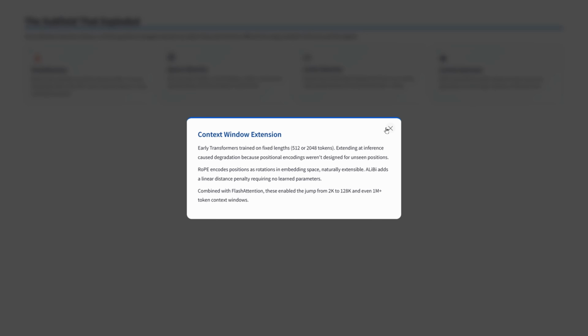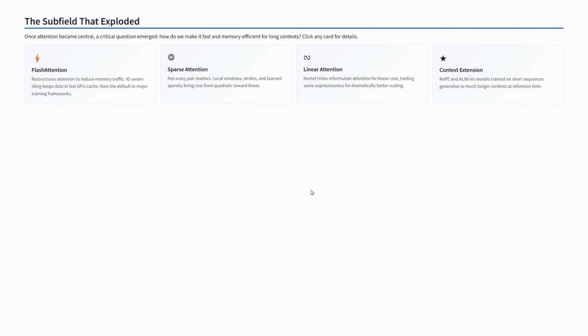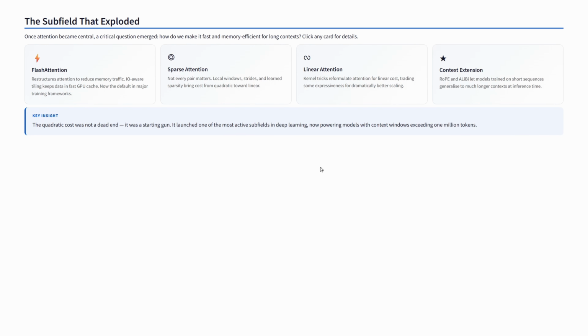There are a lot of details, and we can go through them at a later stage, but forget about the details for now. Here's what I want you to take away from this. The Transformer's quadratic cost wasn't a dead end, it was a starting gun. It launched one of the most active subfields in deep learning, and the innovations that came out of it now power models with context windows exceeding 1 million tokens. The constraint became the catalyst.